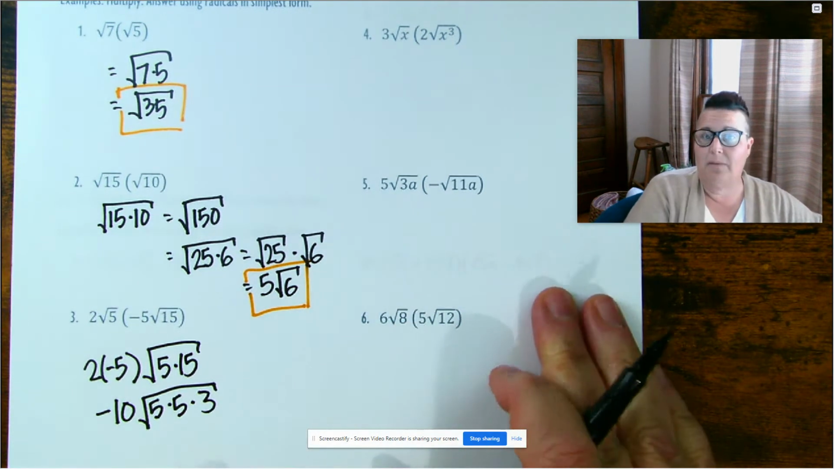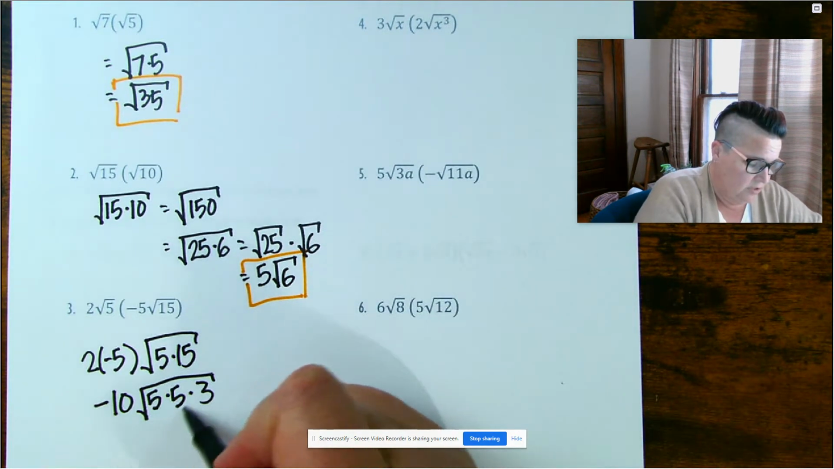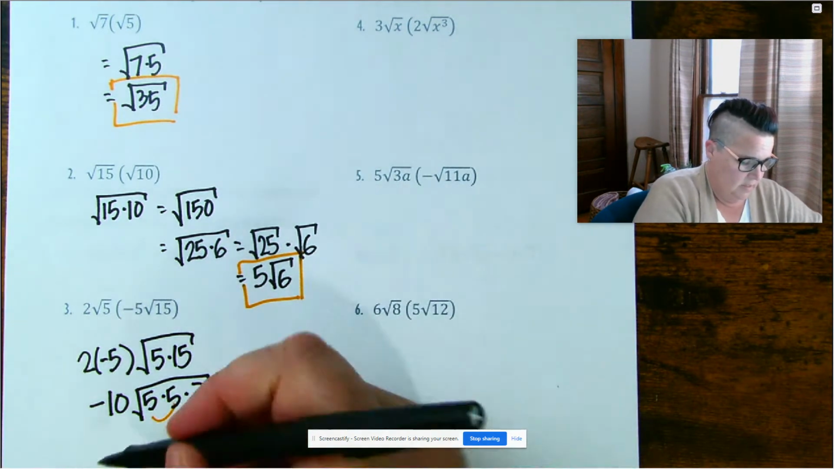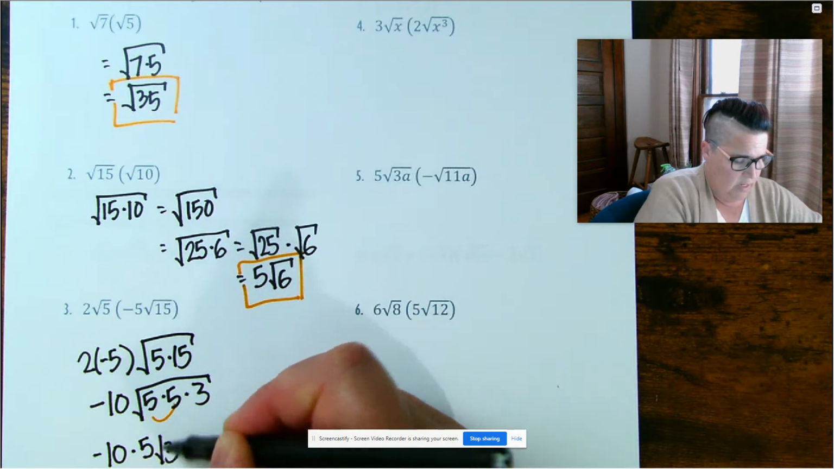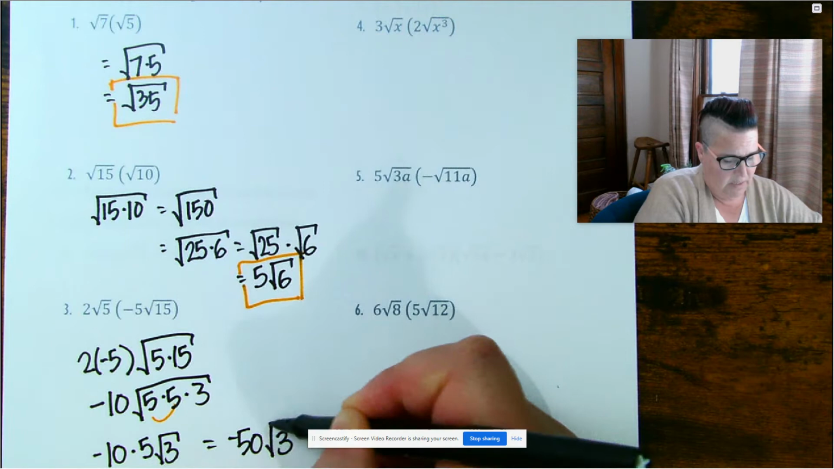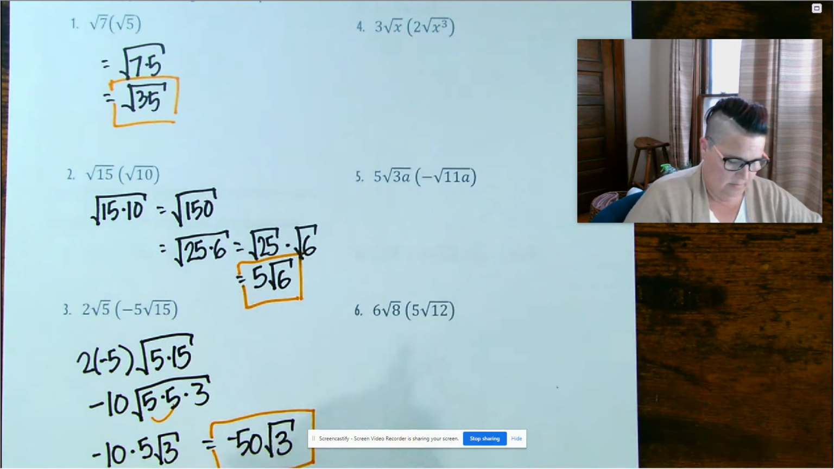This is using a prime factor method in order to simplify the square root. Since I have 2 5s there, I can bring 1 out front. This would be a negative 10 times 5 square roots of 3, which is a negative 50 square root of 3. And I'm going to leave it at that.